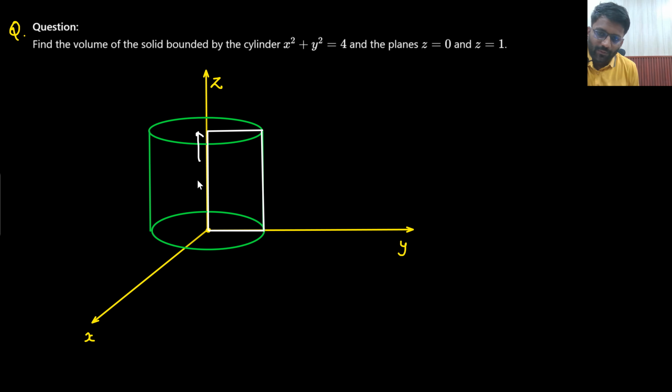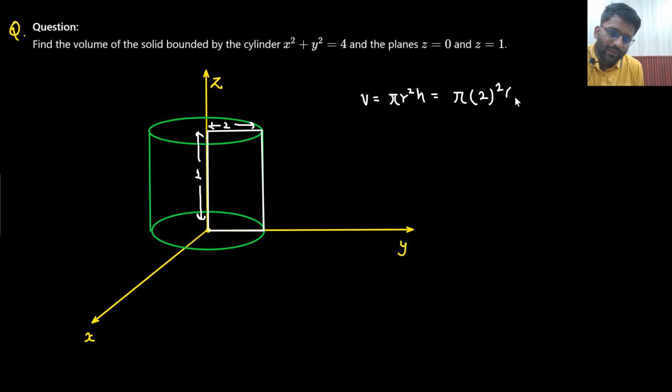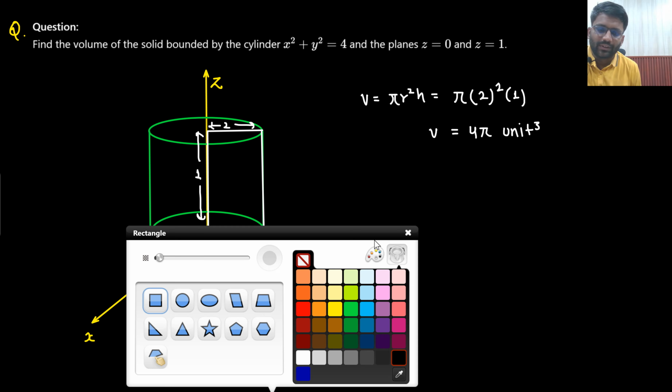Volume is very straightforward. We can write down the volume in a very easy manner. What will be the volume? Sir, volume will be pi r square h. Sir, pi into the value of r, which is 2 square, into h, which is 1. So the answer would be 4 pi unit cube. That would be the volume. So this we already know. Everyone knows it.